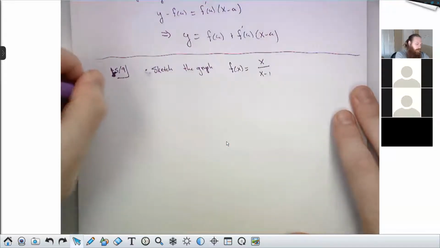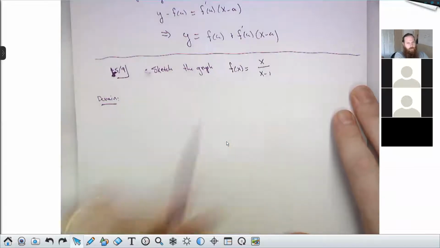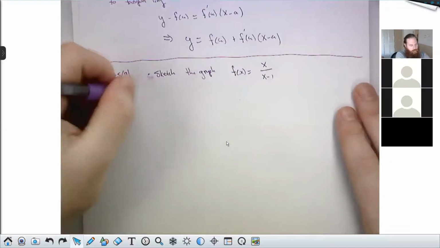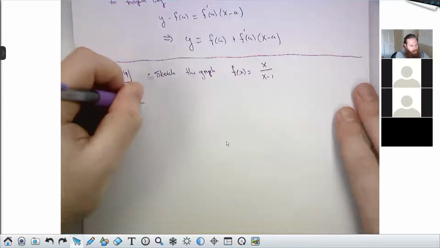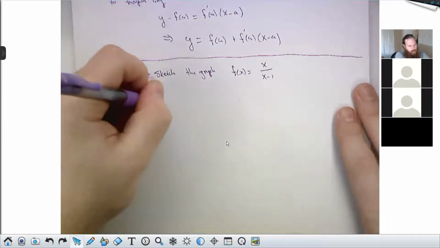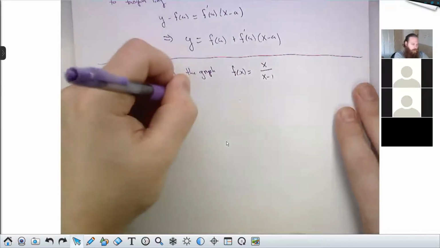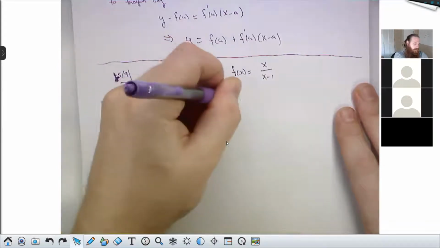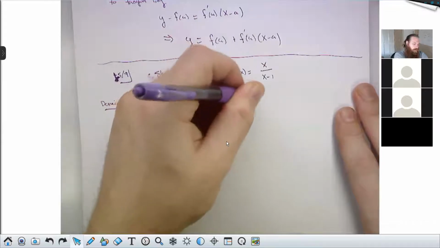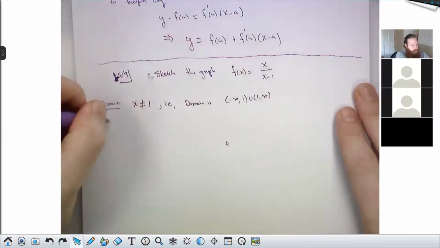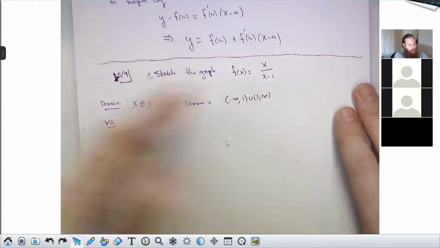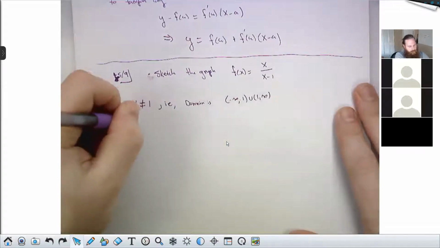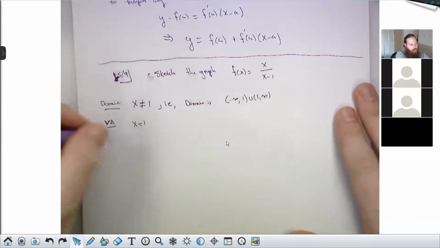So we begin by finding the domain. This function is happy as long as the denominator is not 0. So x is not allowed to be 1, i.e. the domain is negative infinity to 1, unioned with 1 to infinity. We do have a vertical asymptote here, coming from the bottom being 0. So the VA here is the vertical line x equals 1.